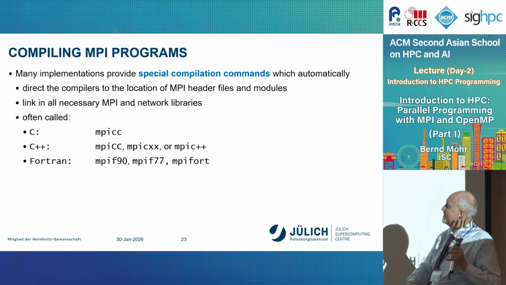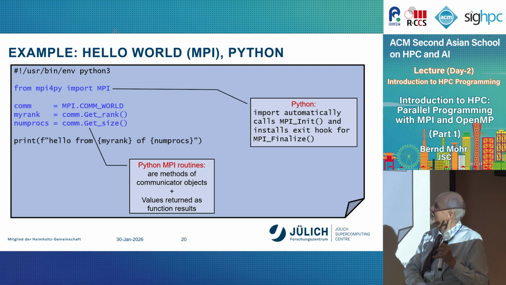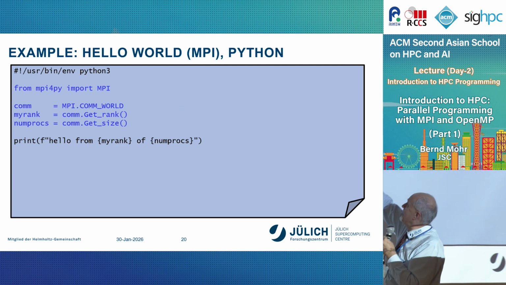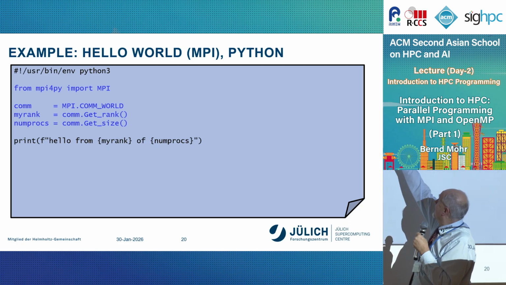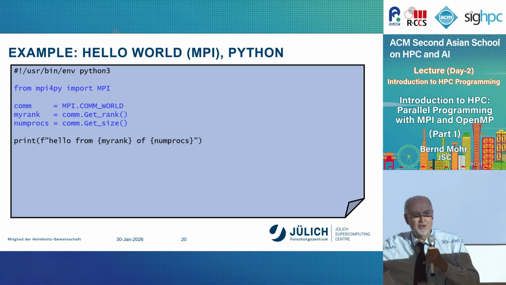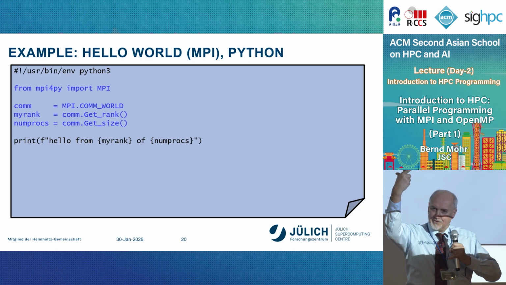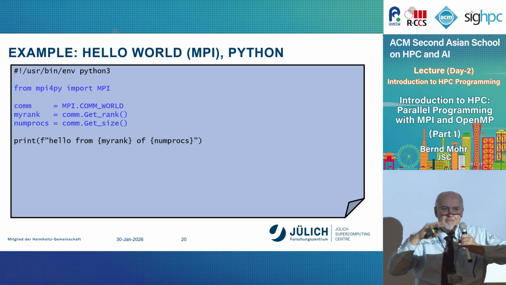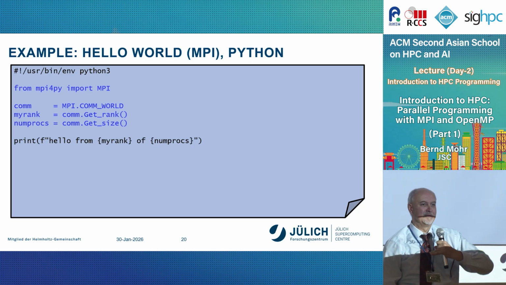So when we go back to our hello world, we don't say anything about whether it is 8 or 10. But we use the get rank and get size functions to learn, oh, now I'm running with 8 processes and I'm number 10. And you use these two numbers to organize your program.